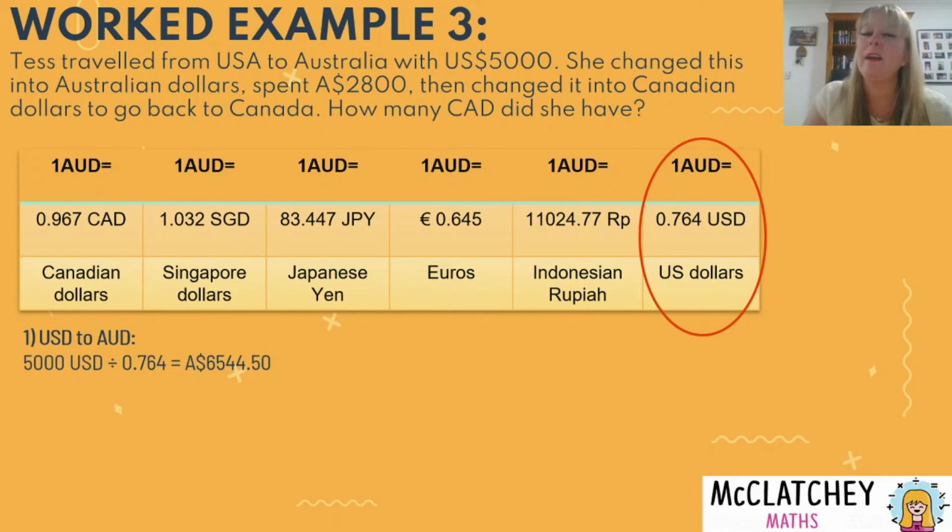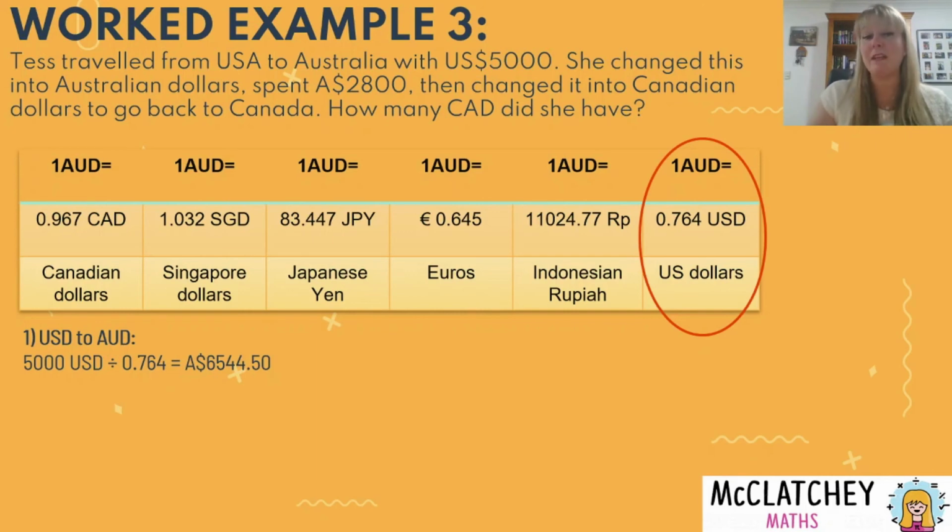When you divide by a number less than 1, you end up with a bigger number. And that's what we're expecting to see here. We're expecting to see more Australian dollars than US dollars. So that's part of the logic that can go behind that. If you weren't sure what to do and you multiplied that 5,000 by 0.764, you're going to end up with a smaller number than 5,000. And that's not what you want. So think that logic through. If you're not sure whether to divide or multiply, think about what you should end up with, and that will help guide you to what operator to use.